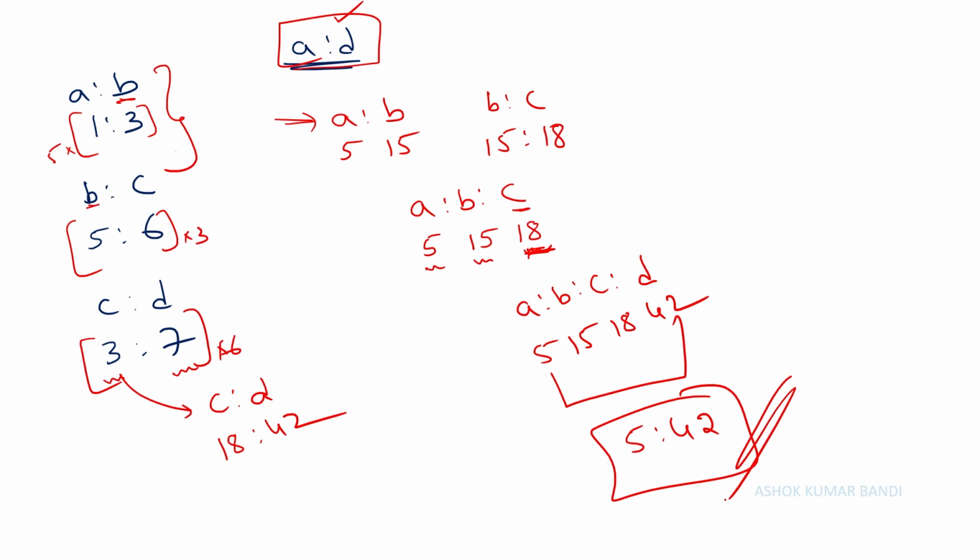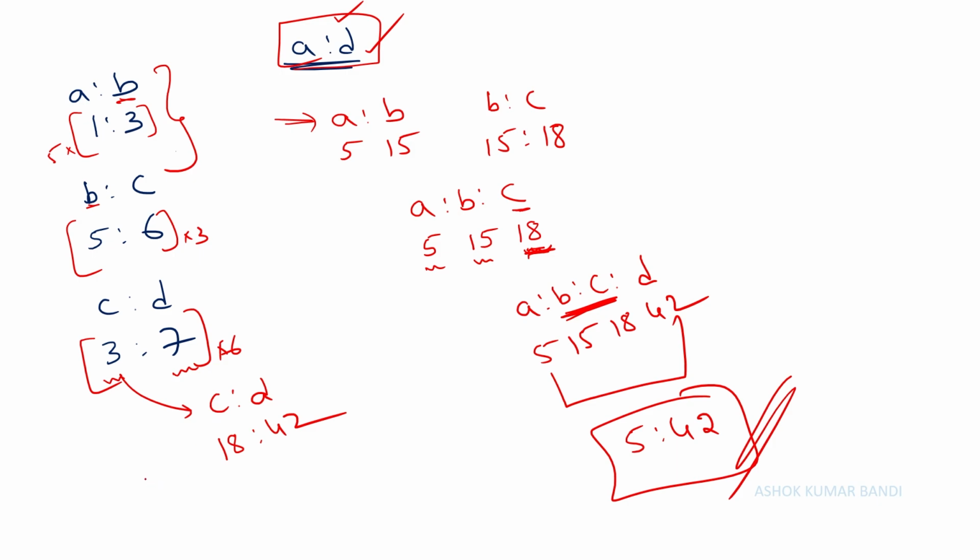Now there is a problem with this method. The problem here is, even though I want to find out the ratio of A is to D, still I'm finding out the values of B and C here. Nobody asked us to find out the values of B and C. Still we are finding out the values of B and C here. Because I want A and D, but still I need to calculate B and C in this method.